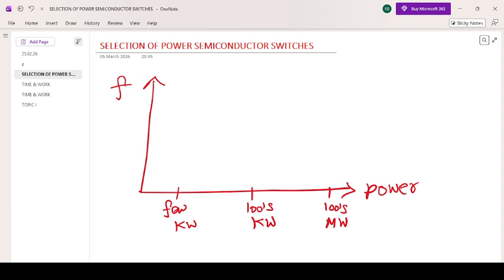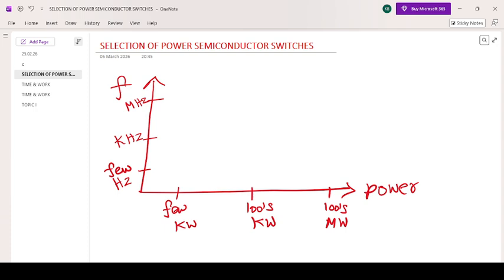Now let me note down the range of operating frequency. This is a few hertz, starting from 0 to 50 hertz or 60 hertz, and this is 100 hertz. Let it be kilohertz, and this is megahertz. Now, let us see how the power semiconductor devices are located in this graph.